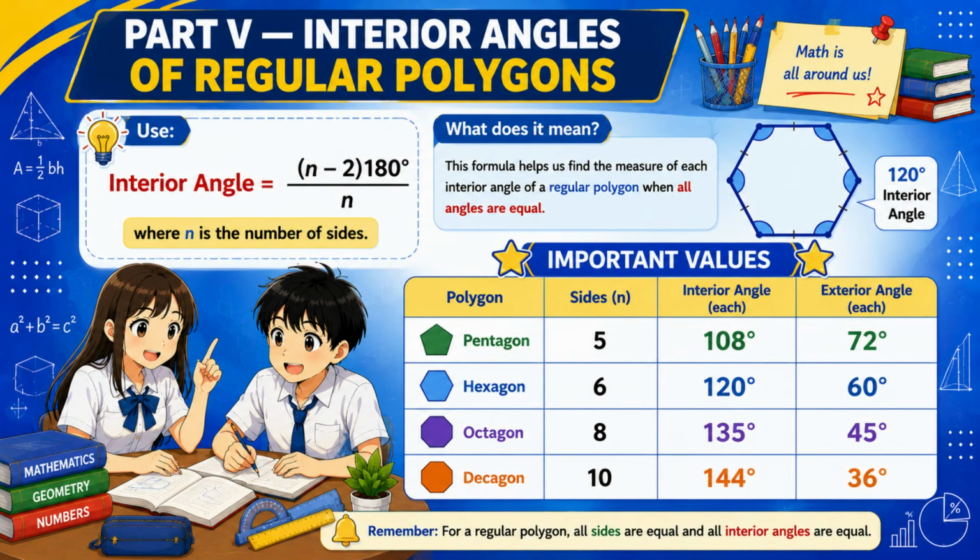The formula for interior angle is quantity n minus 2 times 180 degrees over n, where n is the number of sides.